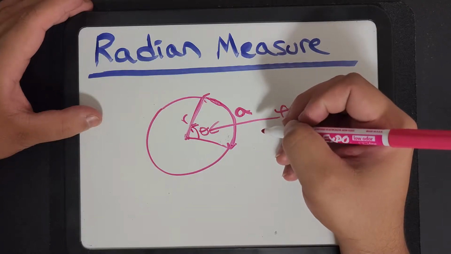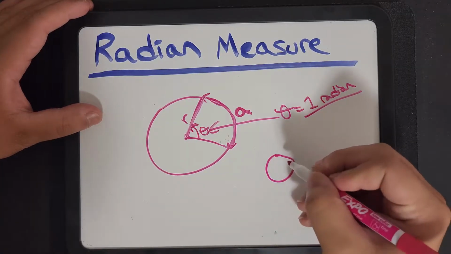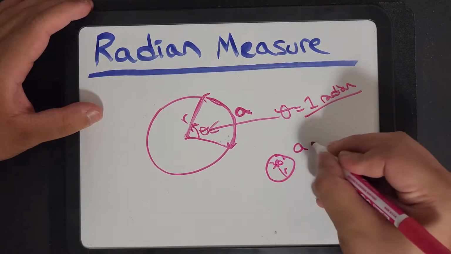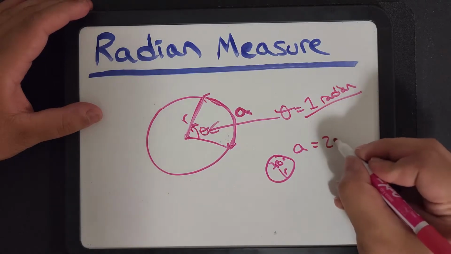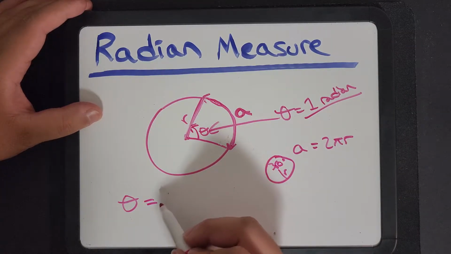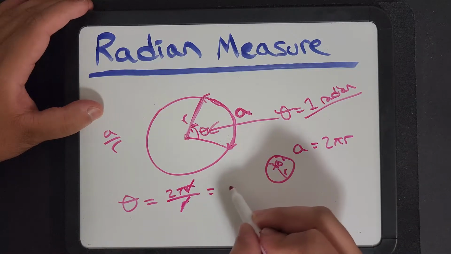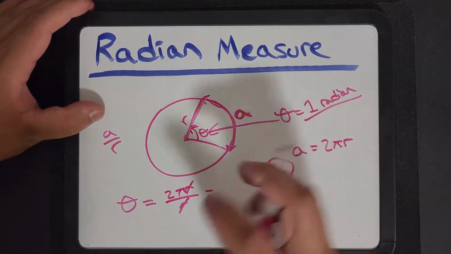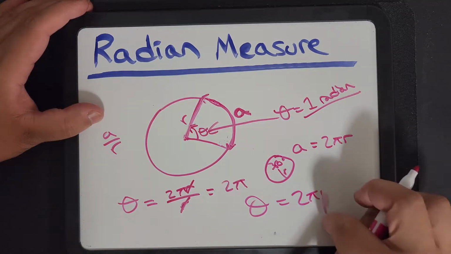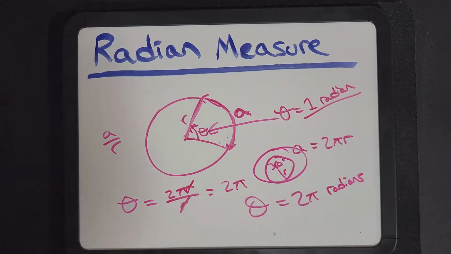So let's see, in the circle, remember, a circle is 360 degrees. Say we have a circle with 360 degrees and we have R here, and that's 360 degrees. And A is equal to the circumference of the circle, which is 2 pi R. So, by that definition, theta, which is equal to A over R, 2 pi R over R, R's cancel out, we're left with 2 pi. So theta is equal to 2 pi radians when it comes to a circle.